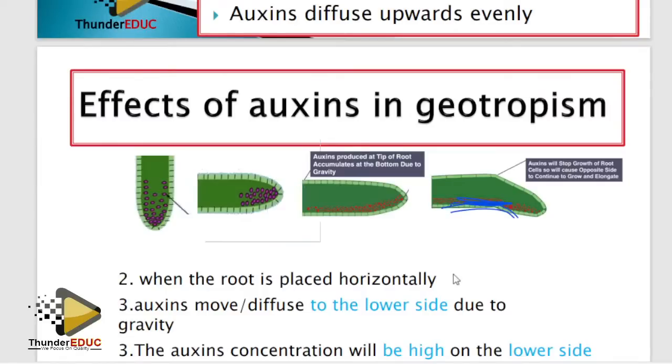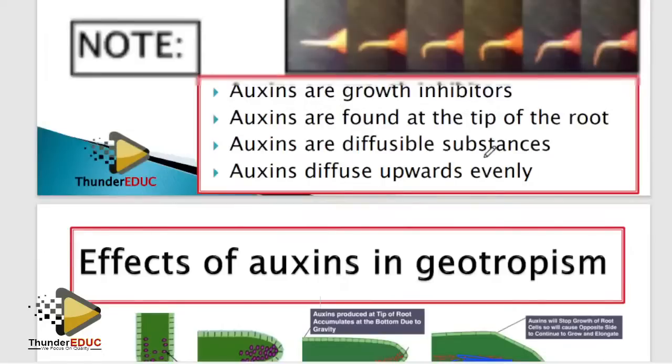So if I bring something like this and say that there's too much auxin here, and ask you, is this a shoot or a root? It's a root. Why? Because the high concentration of auxin is growing slower. So it means that it's a root. You understand? Yeah. So please identify that.